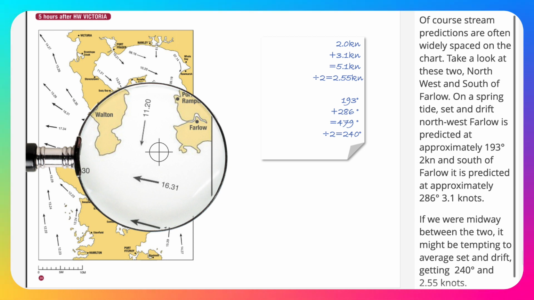Of course, stream predictions are often widely spaced on the chart. Take a look at these two, northwest and south of Farlow. On a spring tide, set and drift northwest of Farlow is predicted at approximately 193 degrees 2 knots, and south of Farlow it is predicted at approximately 286 degrees 3.1 knots. If we were midway between the two, it might be tempting to average set and drift, getting 240 degrees and 2.55 knots. Unfortunately, you cannot average vectors like this.